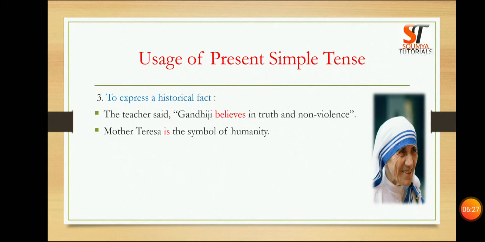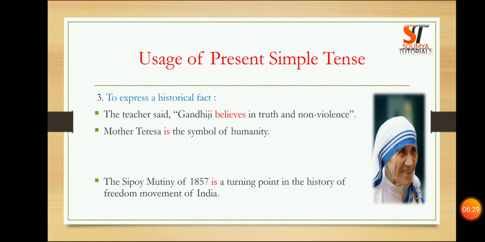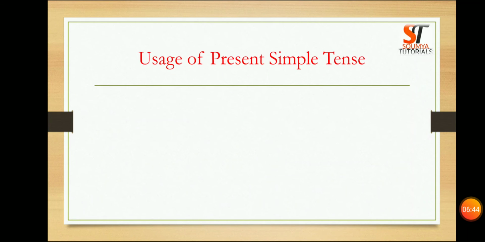Mother Teresa is the symbol of humanity. The Sepoy Mutiny of 1857 is a turning point in the history of freedom movement of India. All these sentences are historical facts. So, in this sentence, present simple tense is used. We use simple present tense when we express general or universal truth or scientific phenomena.